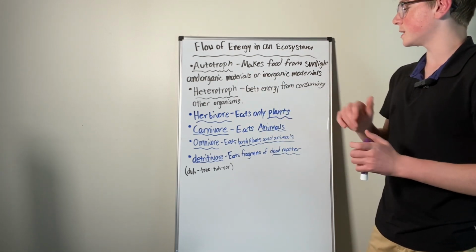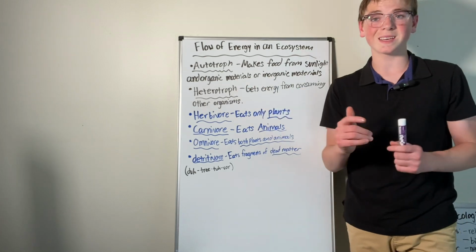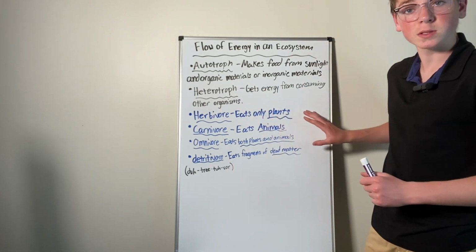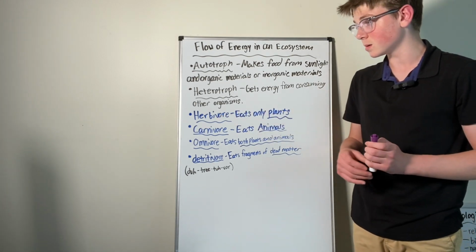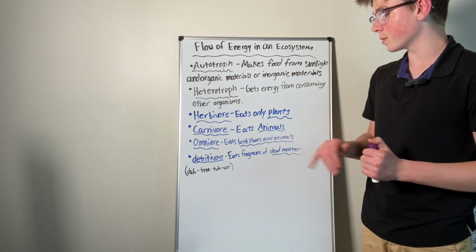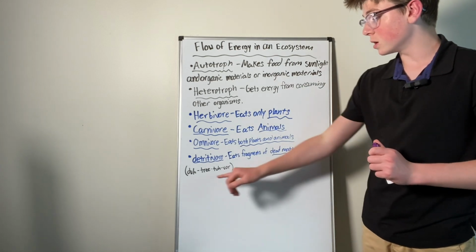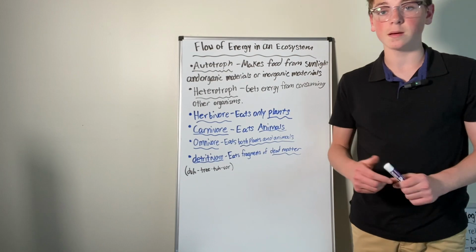Our heterotroph gets energy from consuming other organisms, so our heterotroph is the consumer. Now, there are four types of heterotrophs. There is the herbivore, which eats only plants, the carnivore, which eats only animals, the omnivore, which eats both plants and animals, and the detritivore, which eats fragments of dead material.